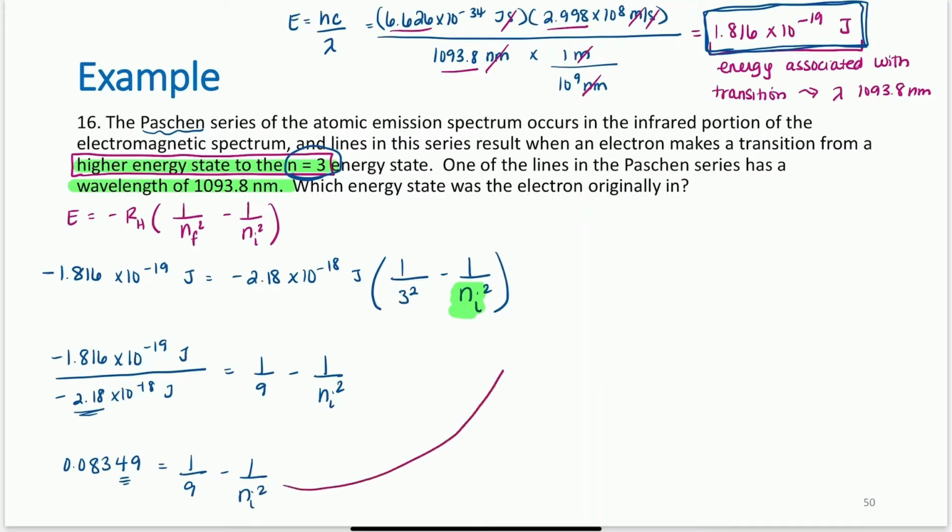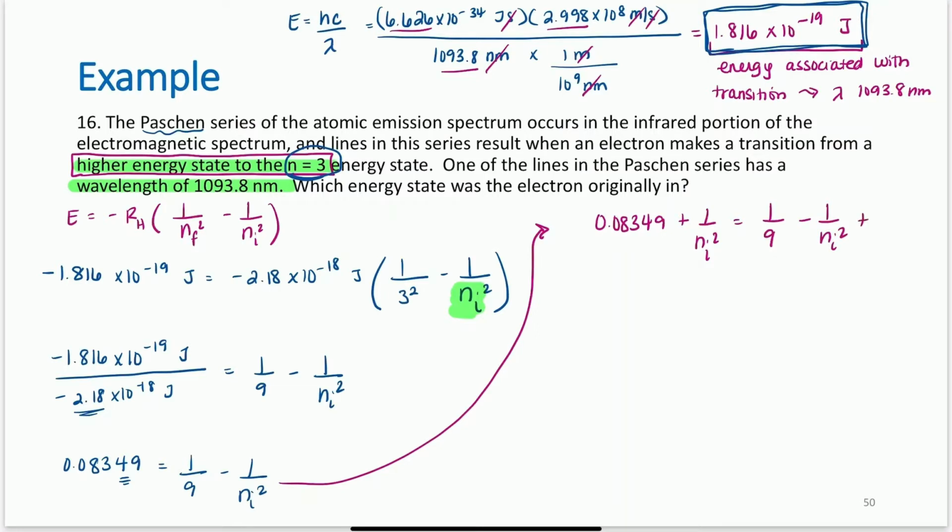I'm going to continue the calculation up here. Let's change color just so we can keep our eyes clear on where we're going. I'm going to isolate the 1 over n initial squared by bringing it to the other side. Let me slow this down and do this in multiple steps. I'm taking this equation and adding 1 over n initial squared to both sides. So I've got 0.08349 plus 1 over n initial squared equals 1 over 9 minus 1 over n initial squared plus 1 over n initial squared. The reason I do that is that it cancels these out and gives this a positive value. I like positive numbers.